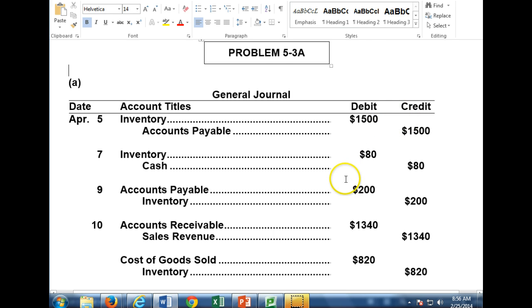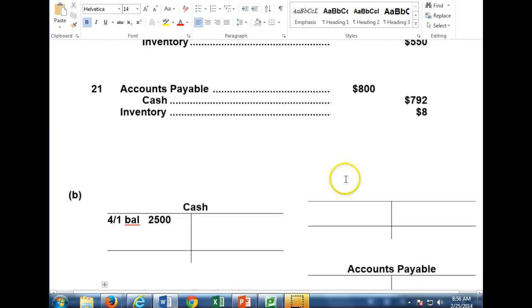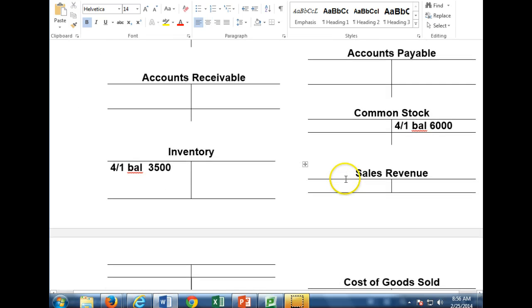So let's go down here and find our T account for inventory. Do you see this? What are we going to do here? On April 5th, we're going to debit $1,500, right? And our accounts payable, what are we going to do over here? Our accounts payable is going to be what? A credit of $1,500, right? Does that make sense?